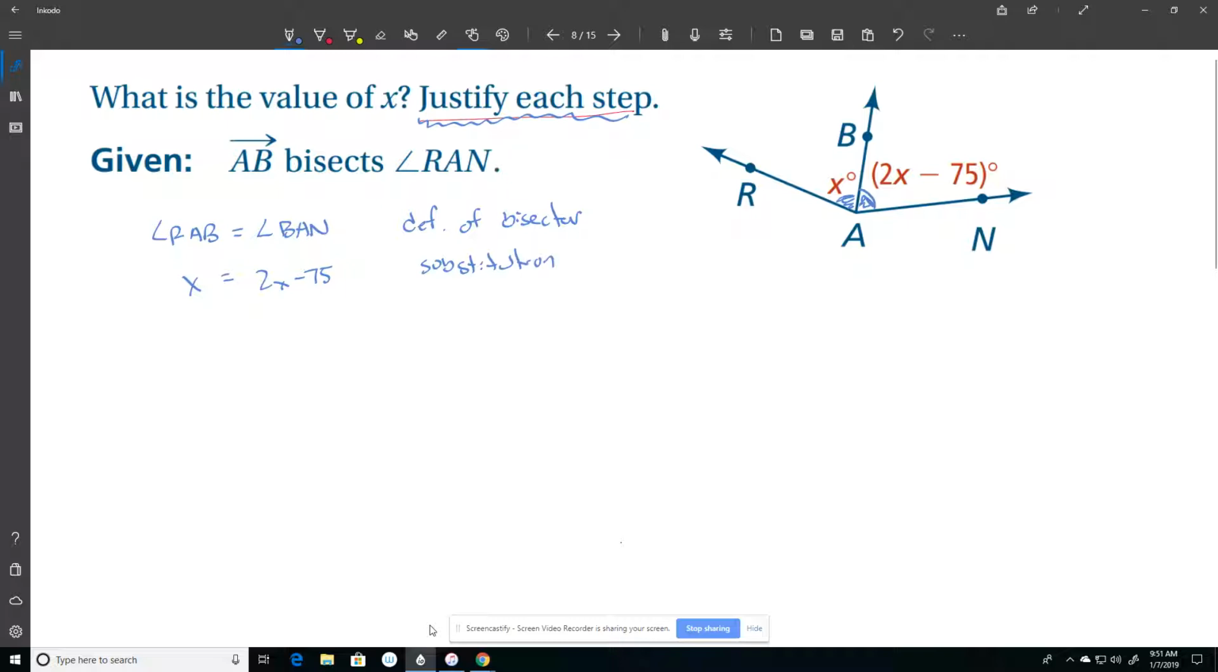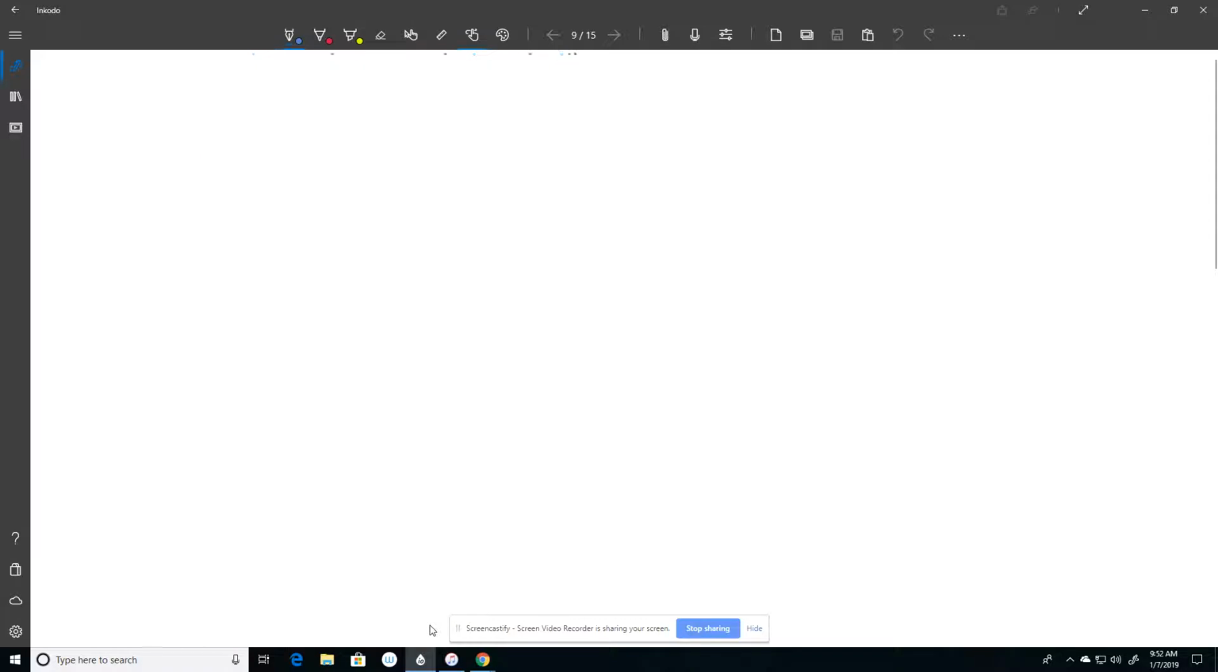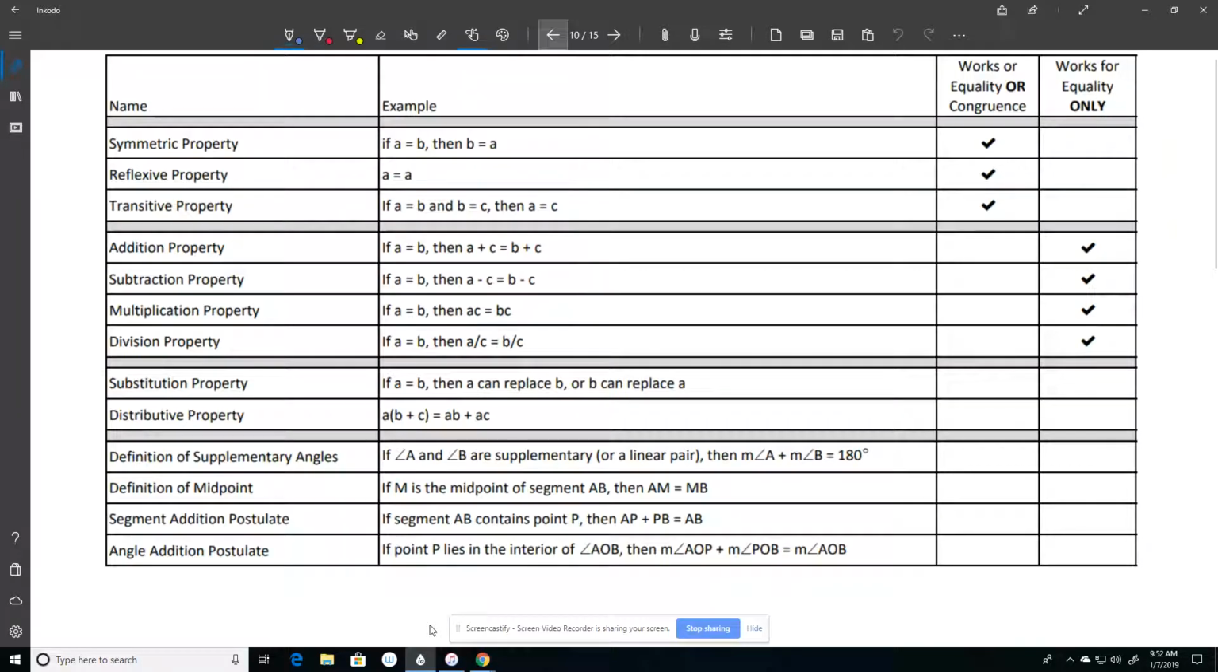So the math hasn't changed. Mathematically, you're still doing the same things. But this week, you have to give a name to each step that you do. And I gave you a little cheat list that you can use, and we'll get into that here in just a minute. If you weren't here for class, it's online. You can print it off and look at it.